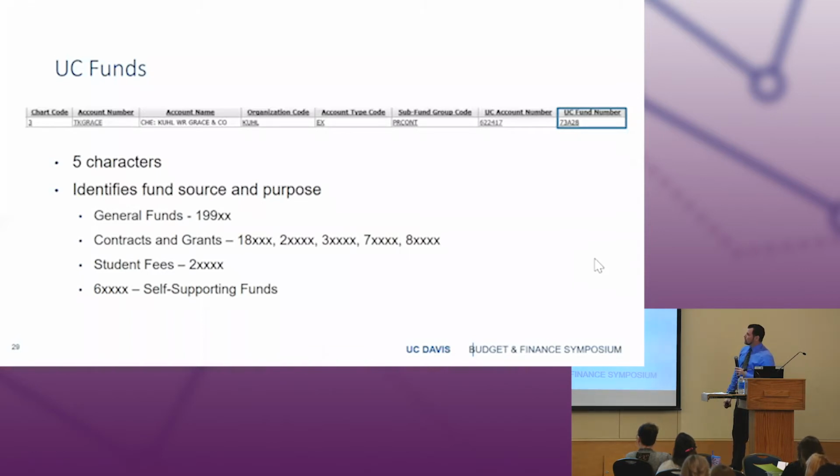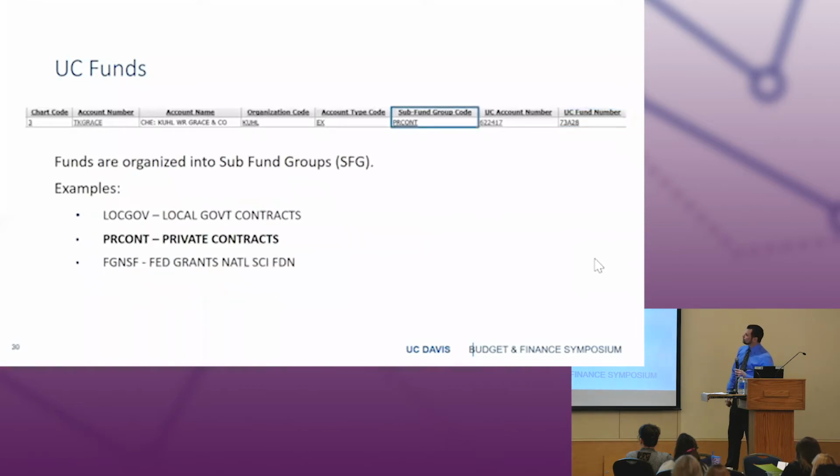Okay, so you got general funds, contracts and grants funds. These are the numbers that they tend to begin with. The fund group, the fund numbers begin with these digits. Student fees, self-supporting, there's a bunch of other ones out there, but I'm not going to list them all.